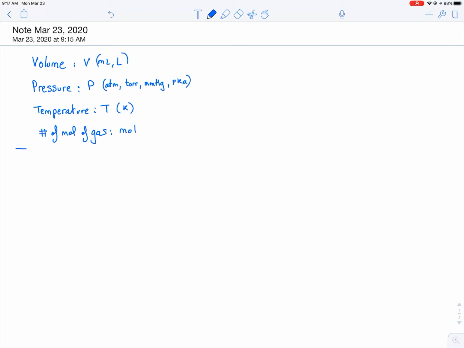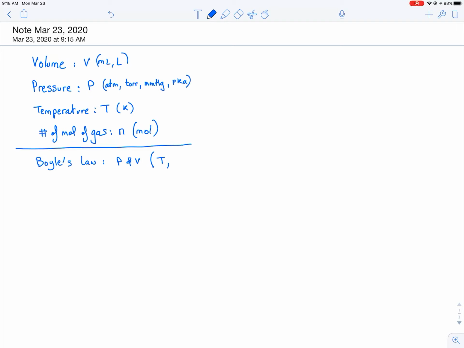Okay? So the first law we're going to cover today is Boyle's law. My apologies, I forgot to say something. Mol here, that's the unit, but the number of moles is n. So n, and the unit is mol. All right, let's get back to Boyle's law.